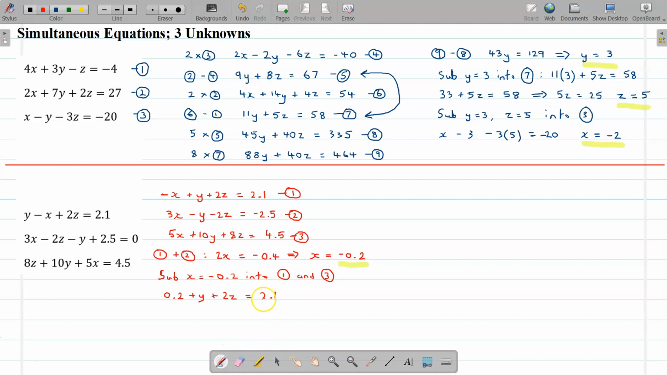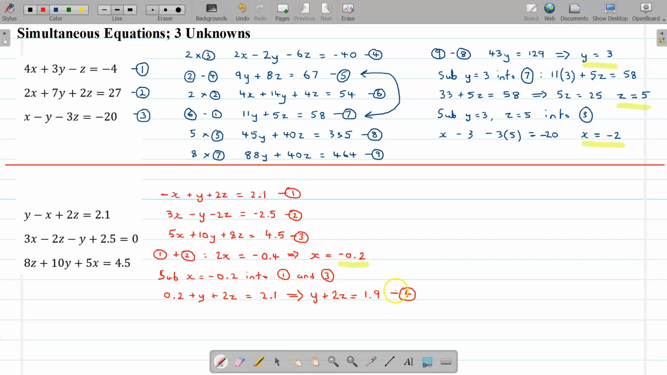Okay, so that's substituting it into the first one. And then if I take away 0.2 from both sides, let's tidy it up a bit, that will give me y plus 2z equals 1.9. So it's an equation that only contains two variables now: y plus 2z equals 1.9. I'm going to call that one equation 4.